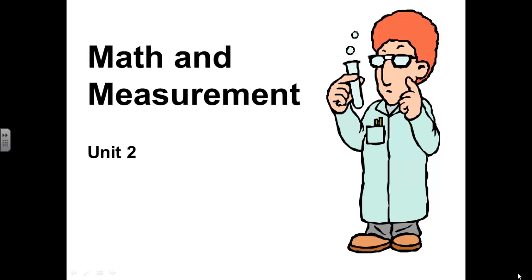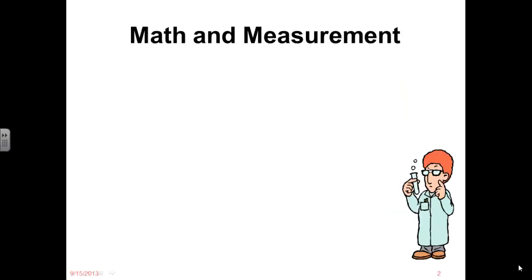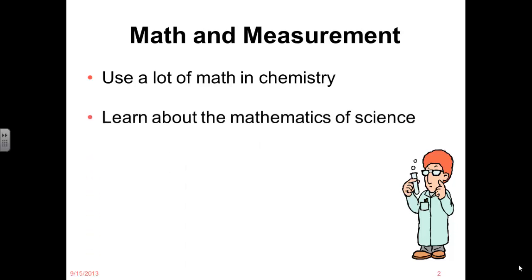The next unit that we'll be talking about is called Math and Measurement. We talk about math and measurement in chemistry because of a variety of reasons. First, we use a lot of math in chemistry. You'll find as we progress through the year, we'll practice your graphing skills, we'll practice your algebra skills, and we'll practice your simple arithmetic skills.